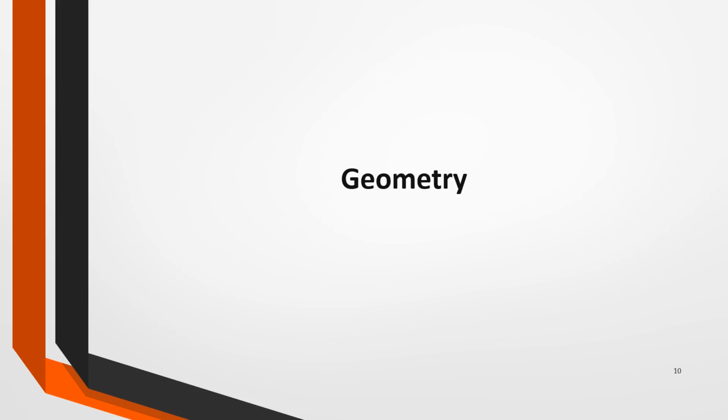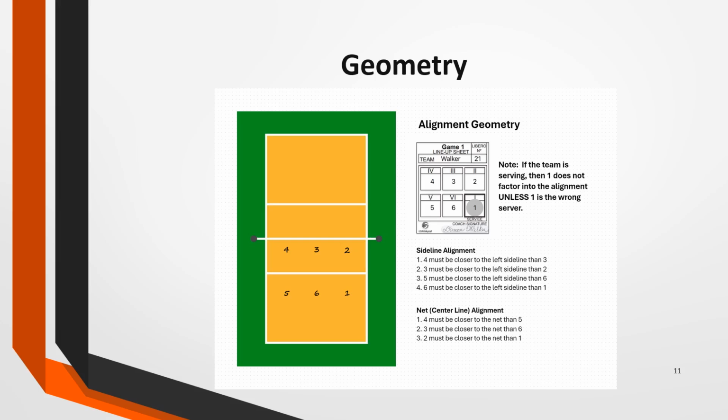Now let's talk about the geometry of alignments. To understand the geometry of alignments, we're going to use Team Walker again. Remember, Team Walker's setter is player number 1. And in the first set, player number 1, who is our setter, is also our server. So, important note when a team is serving: if the team is serving, then the server, in this case number 1, does not factor into the alignment unless the server is incorrect.